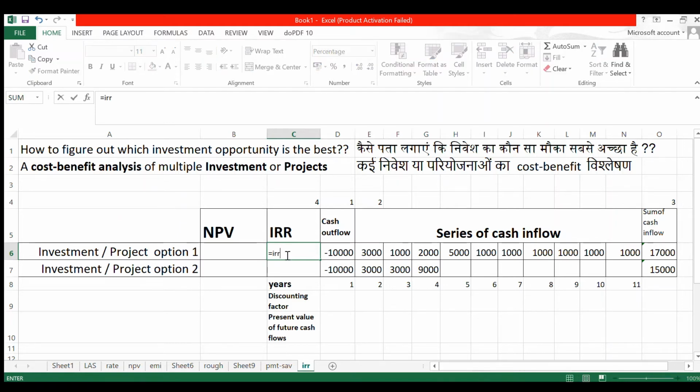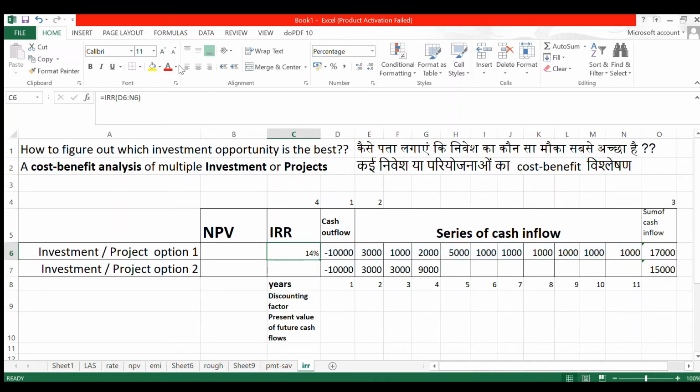So we are using the IRR function and we are giving values. Values means here the first value must be a negative value, followed by all the positive values. So we are giving all the values. We are not giving any guess. So close the bracket and press enter. We will get the IRR.